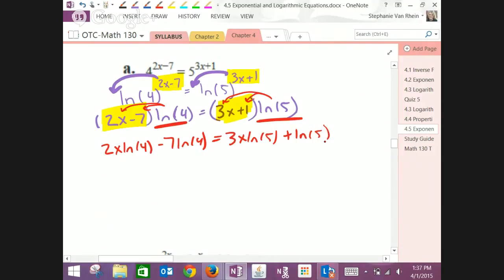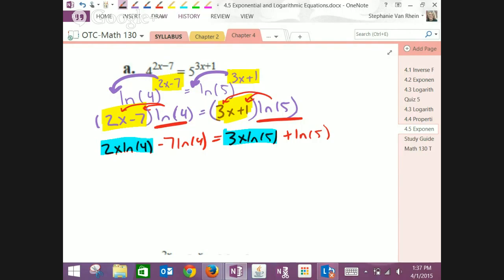So it looks kind of ugly, but now we're just adding or subtracting or dividing, depending on what we need to do to get x by itself. So what terms have an x in it? 2x ln of 4 and 3x ln of 5. So I need to get those on one side.